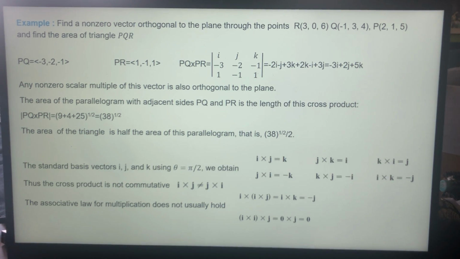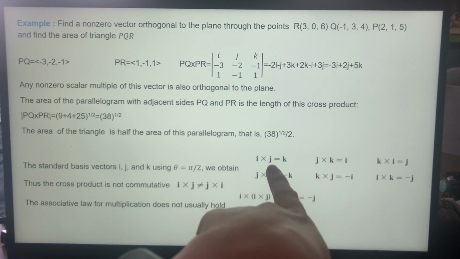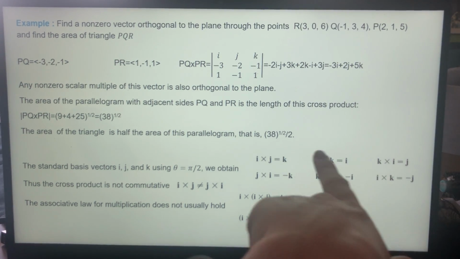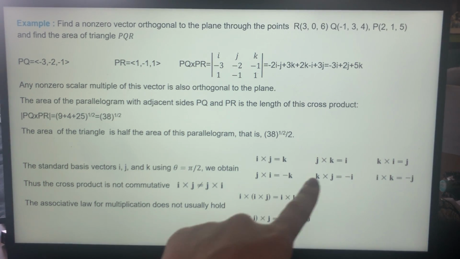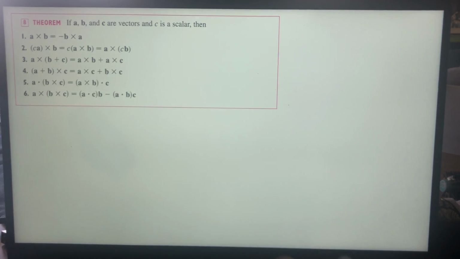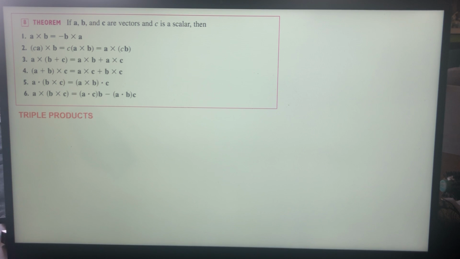And for the standard basis vectors, the relation with the cross product: you can see that i cross j is going to be k, j cross k is i, k cross i is j. But once you reverse the order, you can see that this is going to be minus k, minus i, minus j. So you can easily see that the cross product is not commutative, and it's also not associative. Okay, so what kind of rules can apply, you can see in the theorem. Just for your information, you can check that out, but you don't have to memorize all those.